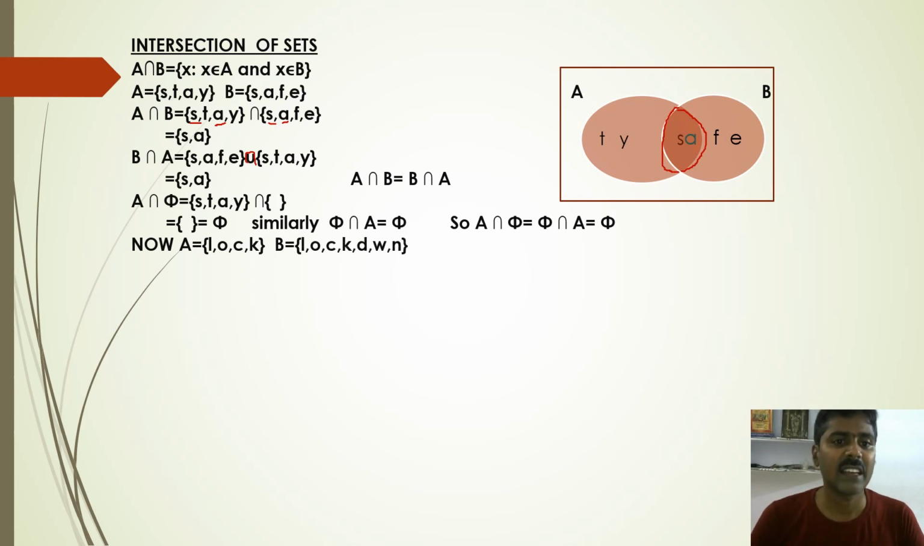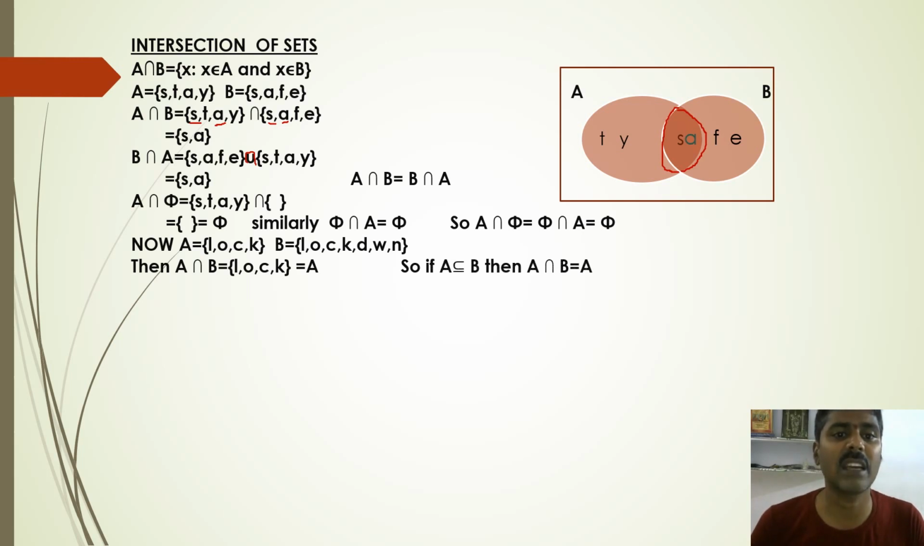Then we will have the same subsets again. Take A equals LOCK and B equals LOCKDOWN. A is a subset of B, we know that. When A is a subset of B, we have already discussed that A union B becomes the superset. Now we discuss what happens with the intersection. If I take A intersection B, what will I get? LOCK, the common letters are LOCK. So it is A. If A is a subset of B, then A intersection B becomes A.